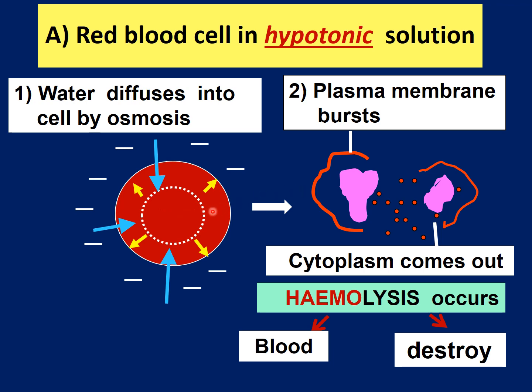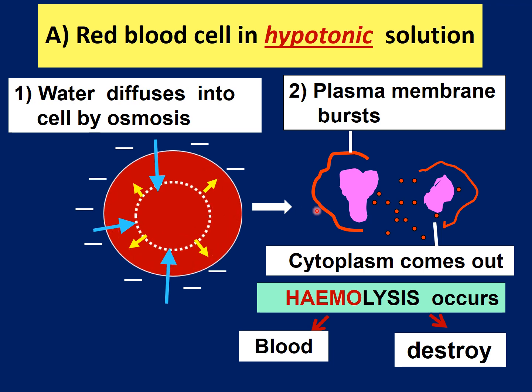The red blood cell will swell up and then it will burst, because the plasma membrane is too delicate to withstand the osmotic pressure that builds up inside. These yellow arrows show the pressure from the water that is increasing in the red blood cell. Okay, so the plasma membrane is too delicate to withstand the pressure, osmotic pressure building up inside, and therefore it bursts and the cytoplasm comes out.